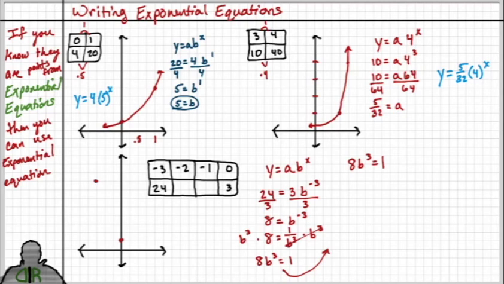Okay, so now that we're in this part, I'm going to divide both sides by 8. Okay, that leaves me with b to the 3rd power equals 1/3.